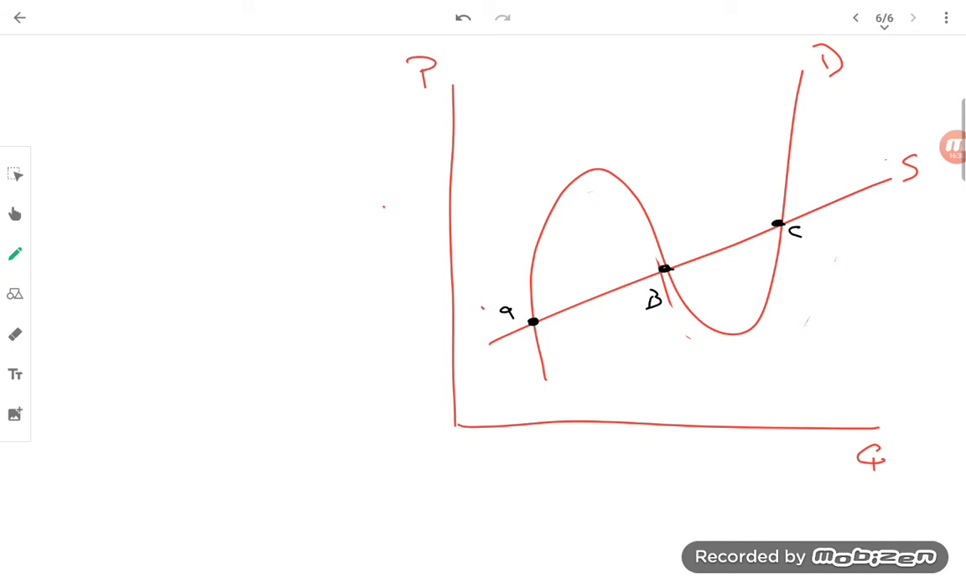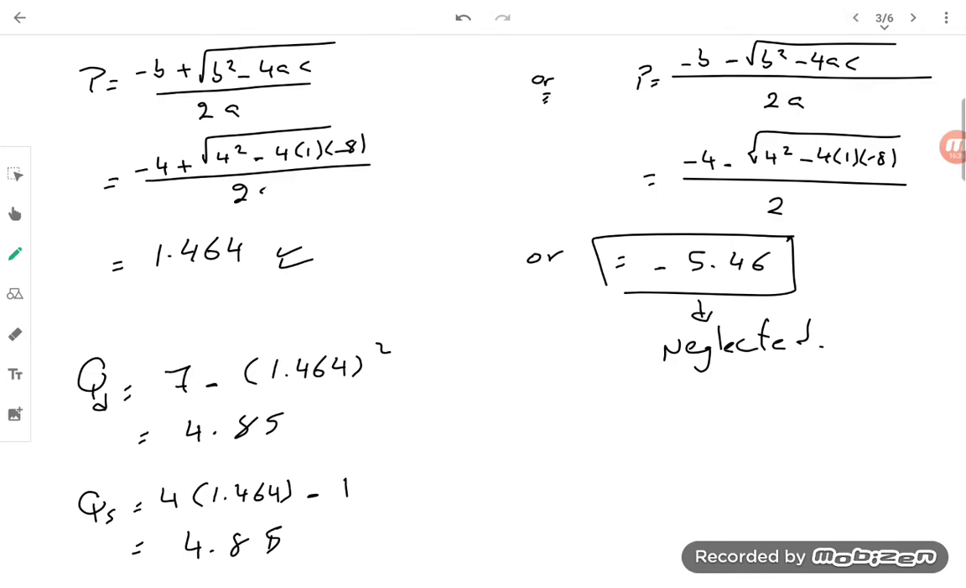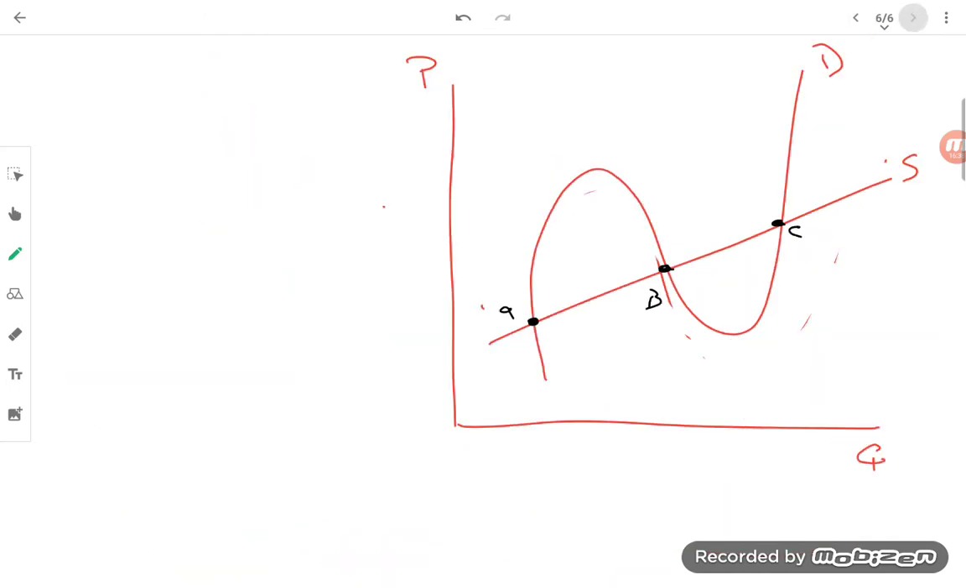Okay, so this is equilibrium in case of polynomial and in case of quadratic. In the last examples, we talked about equilibrium in goods and services market. Now we are going to talk about equilibrium in national income analysis.